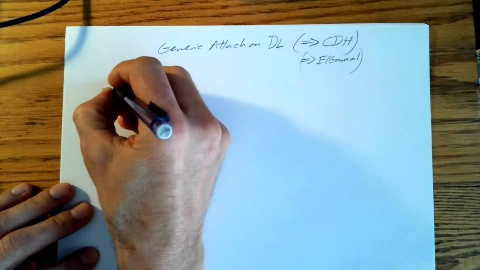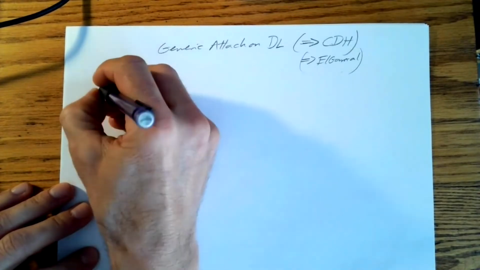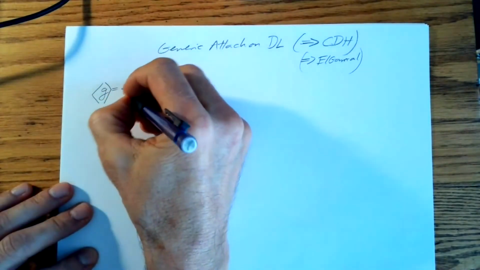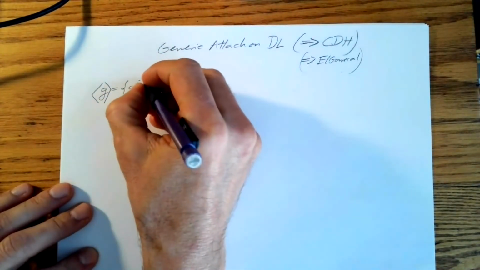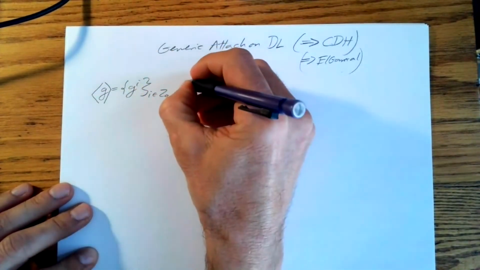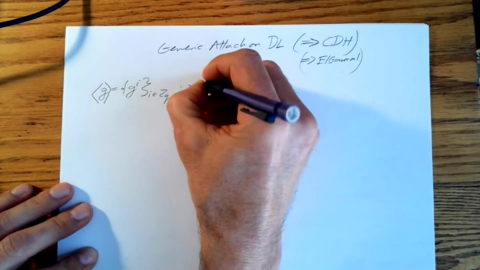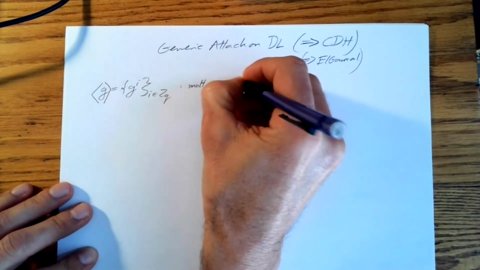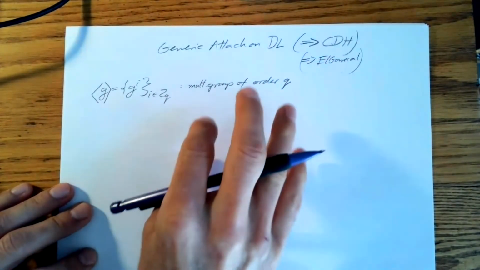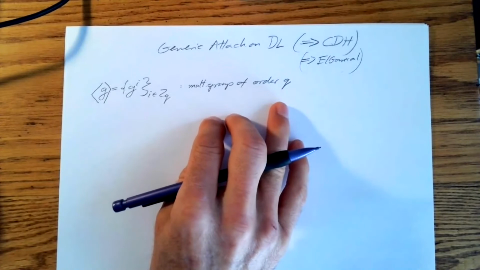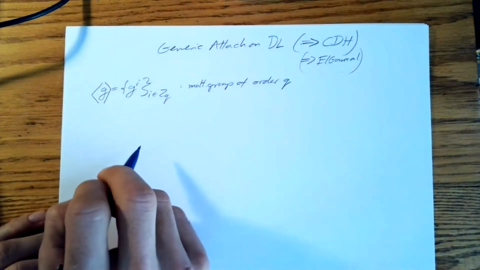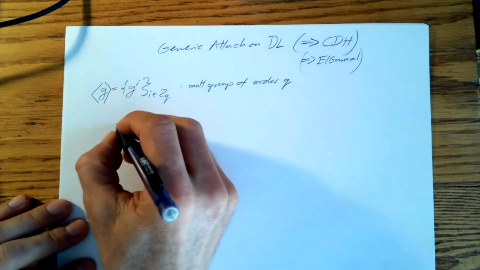So let's say that G is the group generated by some generator, which looks like this, where I is in Z_q. So this is a multiplicative group of order Q, and we showed how to instantiate that, either with elliptic curves or with prime residue groups.